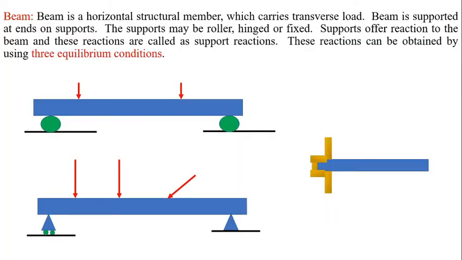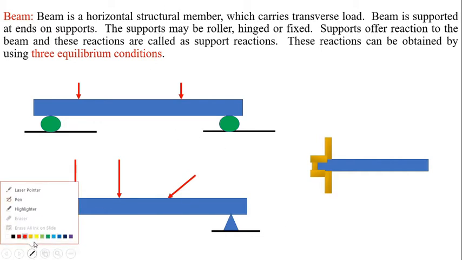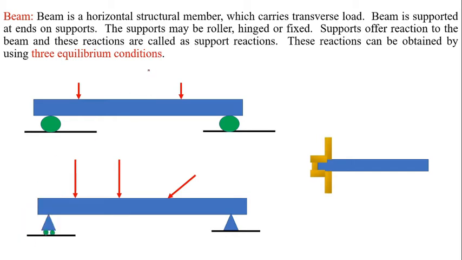Okay? Now, beam is a horizontal structural member. Structural member means it carries some load. Okay? So, it is a horizontal structural member which carries transverse load.